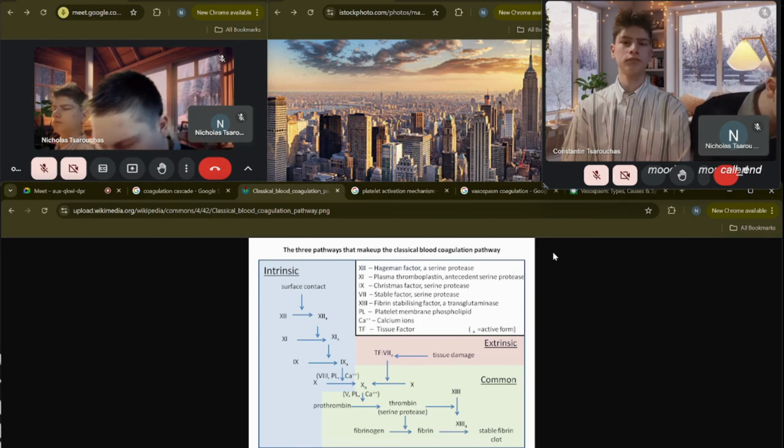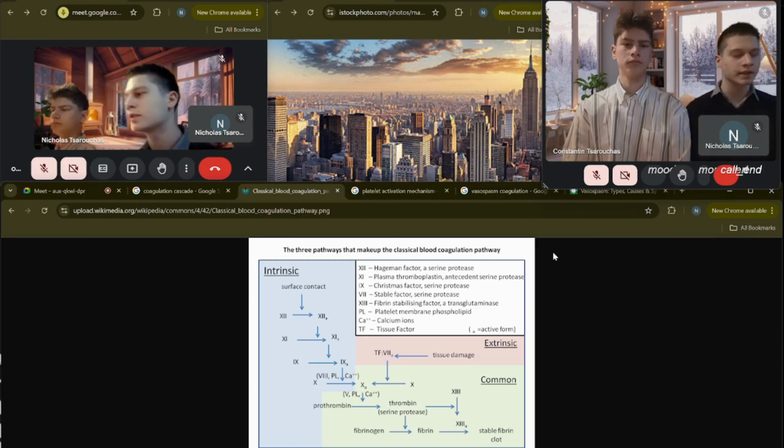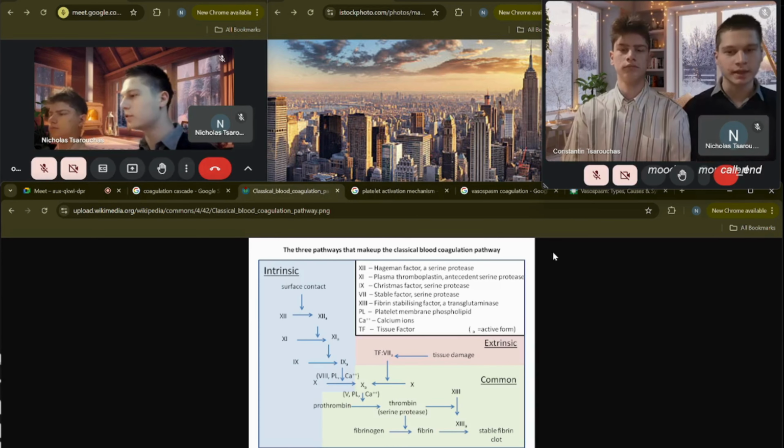Intrinsic tenase, oh my God. Okay, so we'll form an intrinsic complex. So 9a and your 8a is your intrinsic tenase complex, which will then cleave factor 10 into 10a.